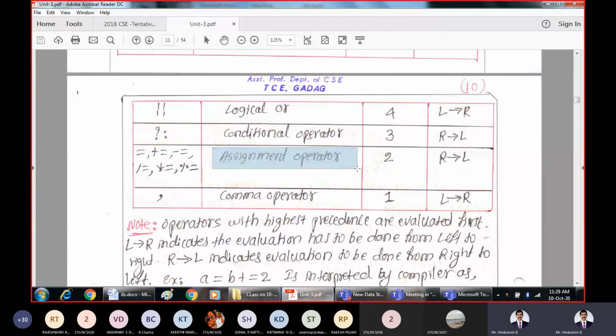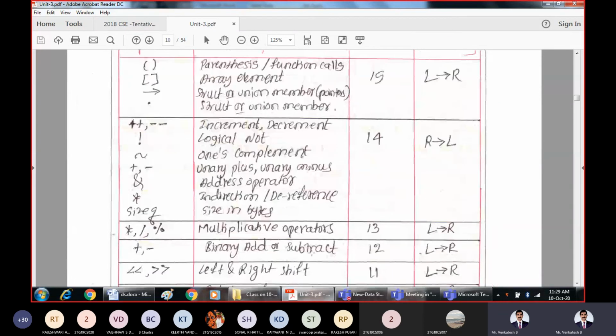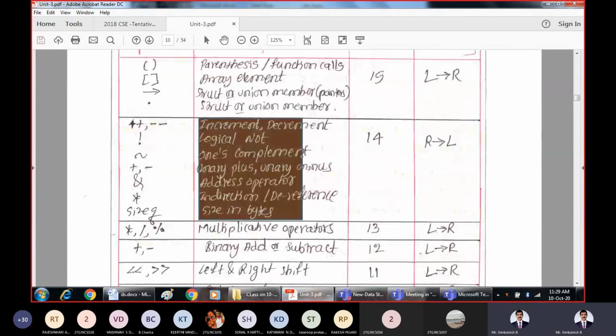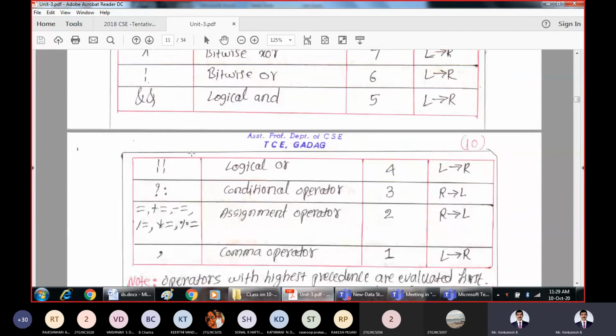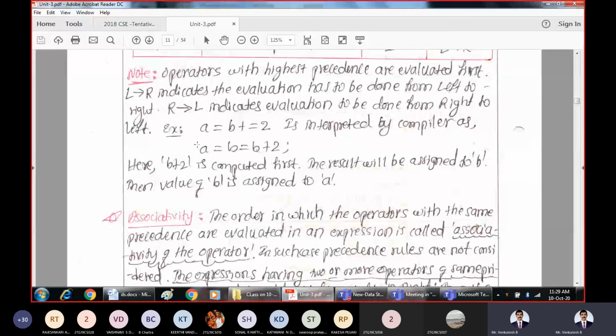What are those? All the assignment operators, the conditional operator, and the increment, logical, and so on. They all have right to left associativity, and all the remaining must be evaluated from left to right. Right? This is a sample table which you may have to refer to again and again.